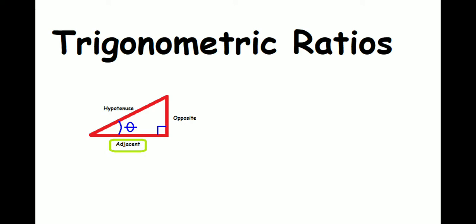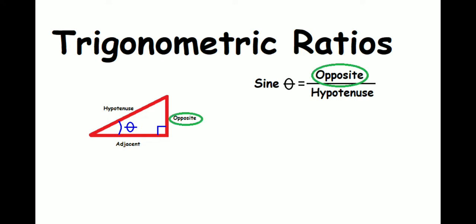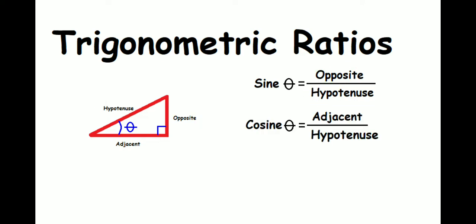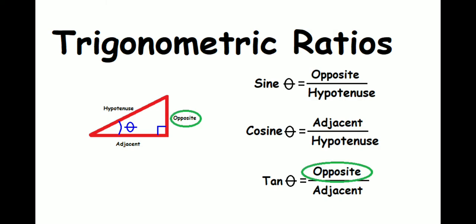The first trigonometric ratio is sine theta which is equal to the opposite side over hypotenuse. Cosine theta is equal to the adjacent side over the hypotenuse. While tangent theta is equal to the opposite side over the adjacent side.